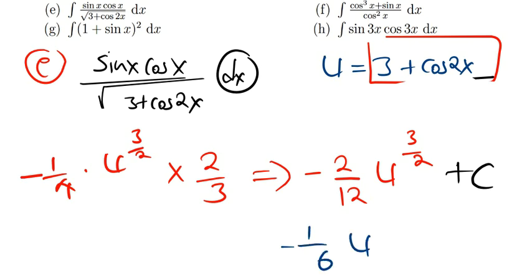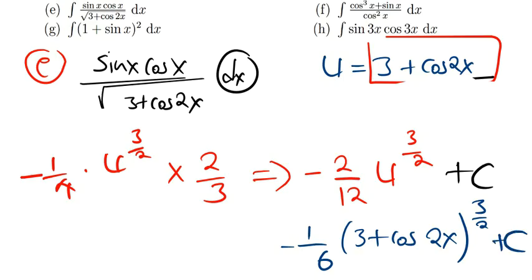Now our u we can bring back what it is. U is equivalent to 3 plus cosine of 2x raised to the power 3 over 2 plus constant c. That is our integral for that interesting question, which is E, right? Yeah. So that is our final answer.